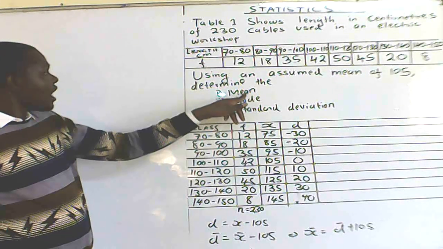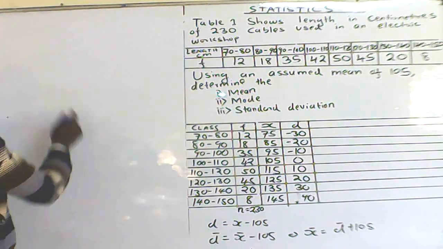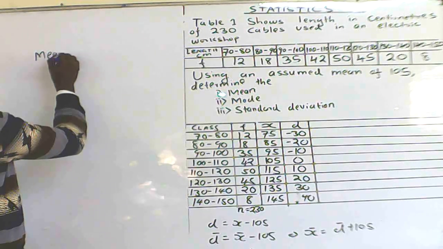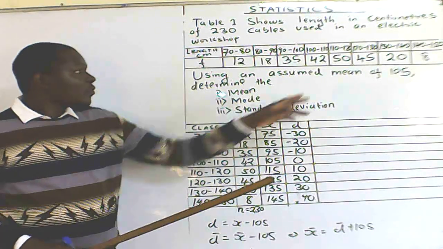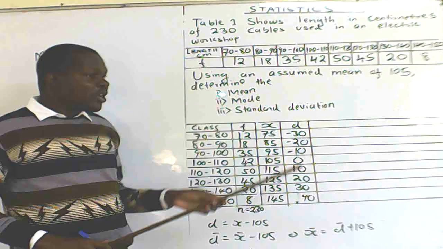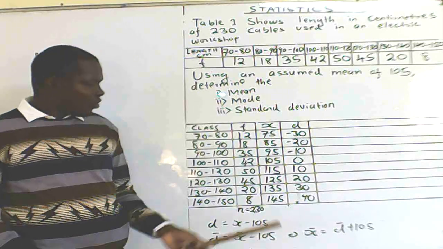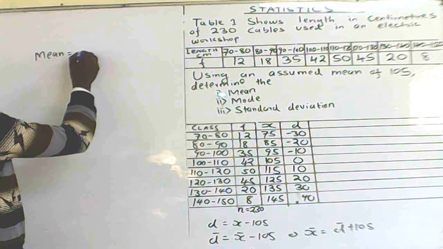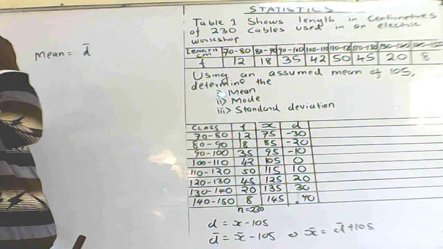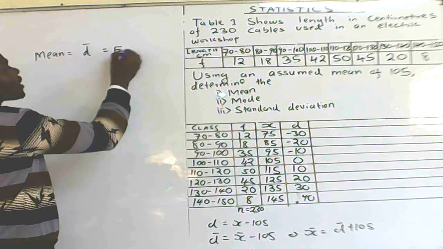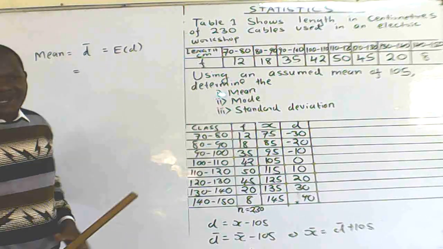After that, you start with the first thing you are looking for, the mean. We are looking for the mean of d, because d is the value we are working on from the assumed mean. After getting the mean of d, we can get the mean of x, which is the mean of d plus the assumed mean. The mean of d is denoted by d bar, the expected value of d, meaning you sum up all d values and divide by the total number.